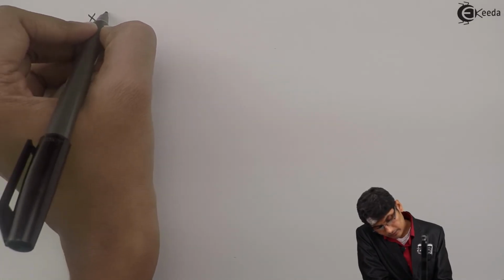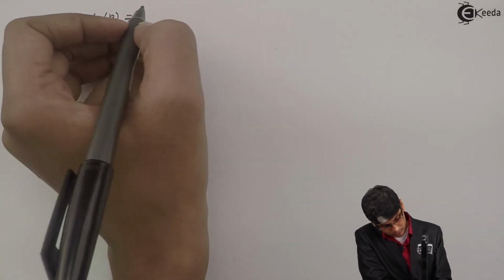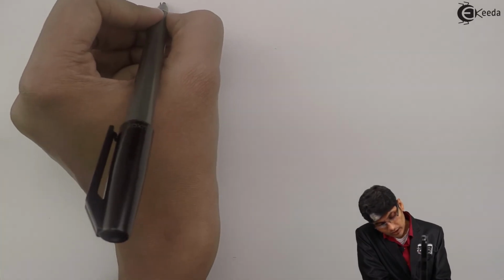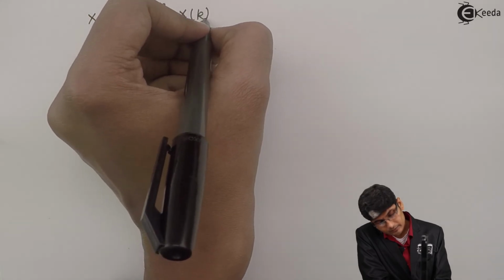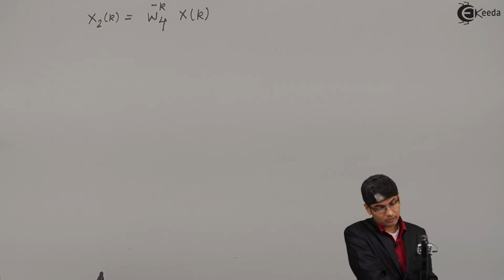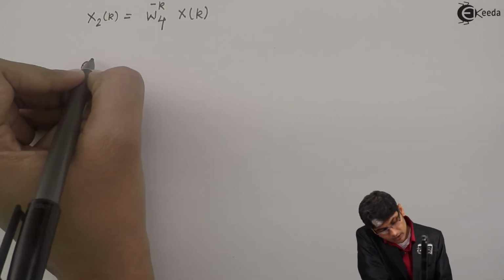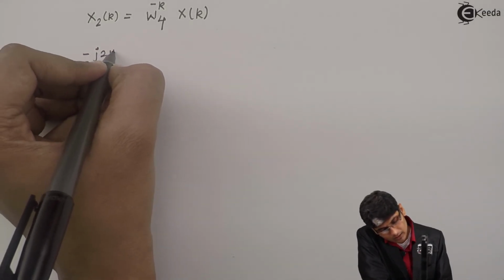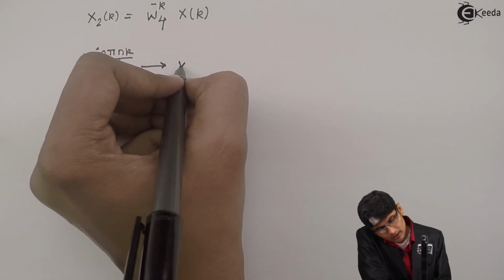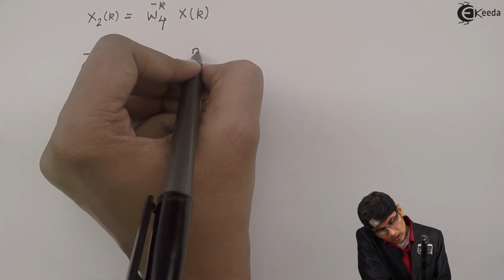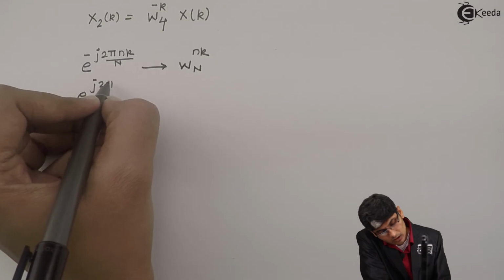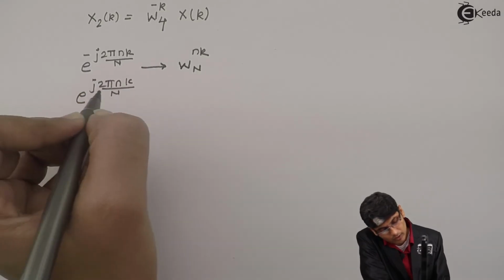x2 of k is equal to w 4 raised to minus k times x of k. Why am I putting minus? Because from the definition of the twiddle factor, what we have written is e raised to minus j 2 pi nk by N, and I have written the twiddle factor as w N raised to nk. So what will be e raised to plus j 2 pi nk?